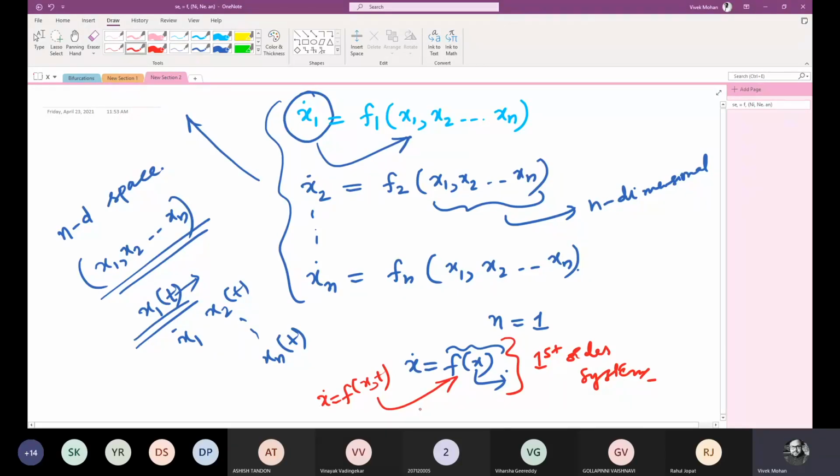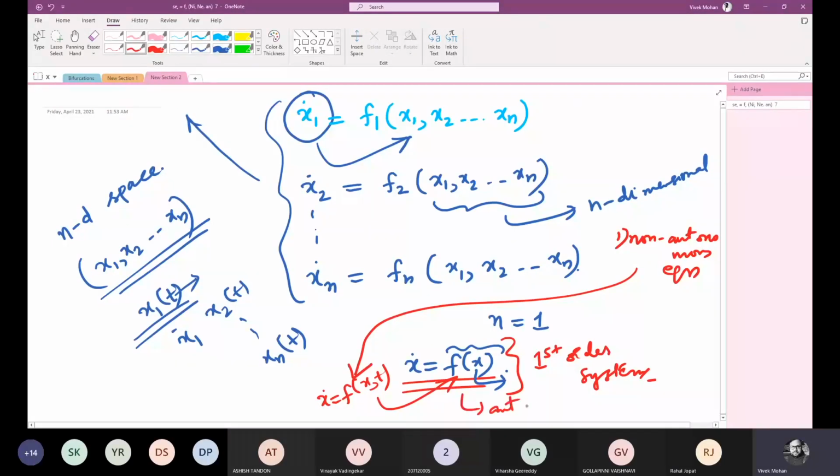So there are two types of equations, non-autonomous and autonomous equations. The first one is the non-autonomous equation, where x dot is explicitly depending on time. It's not autonomous to time. Okay, that is the meaning of non-autonomous. Now, we have considered only x dot equals f of x, which is an autonomous system. So for simplicity, we are taking it as an autonomous system and analyzing it.